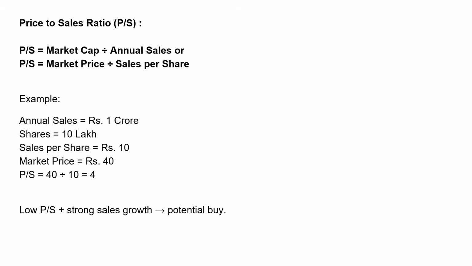The only thing you need to find out is sales per share. Once you have found that out, you know the market price, and you just divide the market price by sales per share, and you will find the price to sales ratio. If you find a situation where there is a low PS ratio and strong sales growth, that would indicate a very good potential to buy into this company.